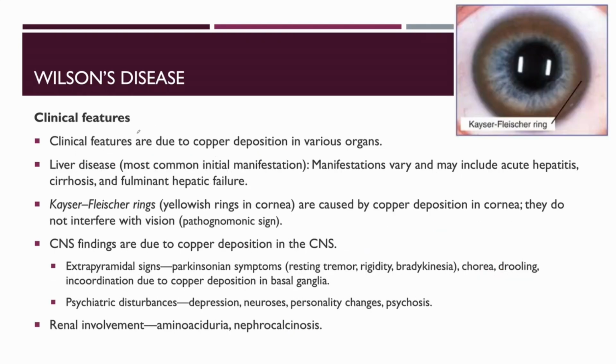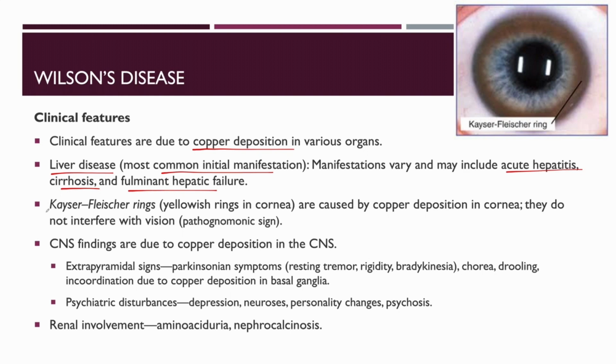So clinical features are all due to copper deposition. Like we said with iron, we've got all this extra stuff floating around, so the body stores it in different places. Some of the places that they tend to store copper are the liver, first and foremost. This is the most common initial manifestation, liver disease. They can get hepatitis, cirrhosis, and fulminant hepatic failure.